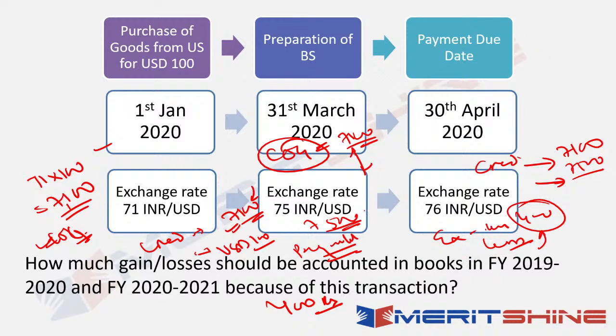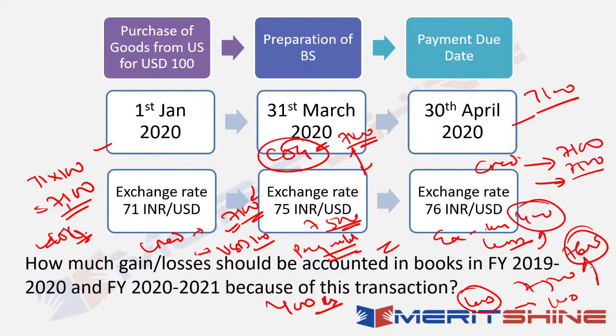Next year, this year will be closed. Next year also, your cost of good will not change. The creditor is already sitting at 7,500. Now another 100 rupees will be entered as loss for the next year, and your creditor will finally be paid how much? 7,600 rupees. If you are able to understand this, that is all there is to foreign exchange transaction, and then your transaction is getting closed. Are you able to understand this?